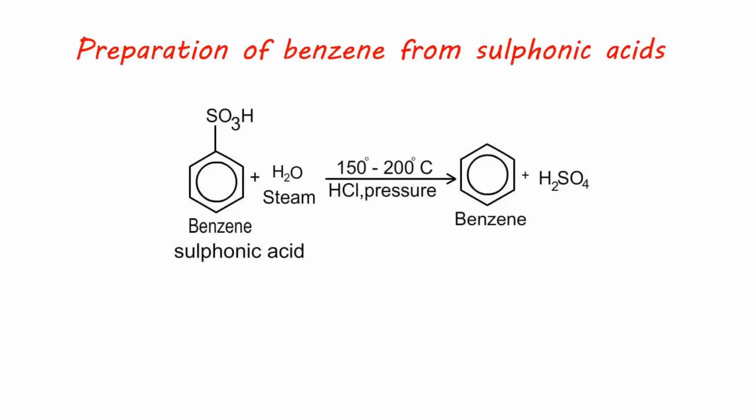Next, we can also prepare benzene from sulfonic acid by passing steam and maintaining the temperature at 150 to 250 degrees Celsius in the presence of HCl. We obtain benzene plus sulfuric acid.